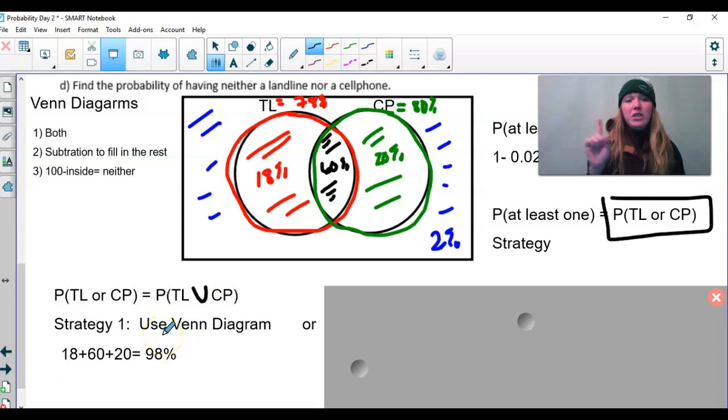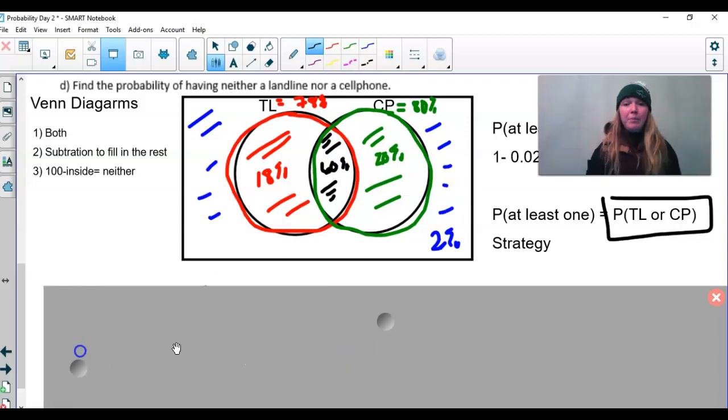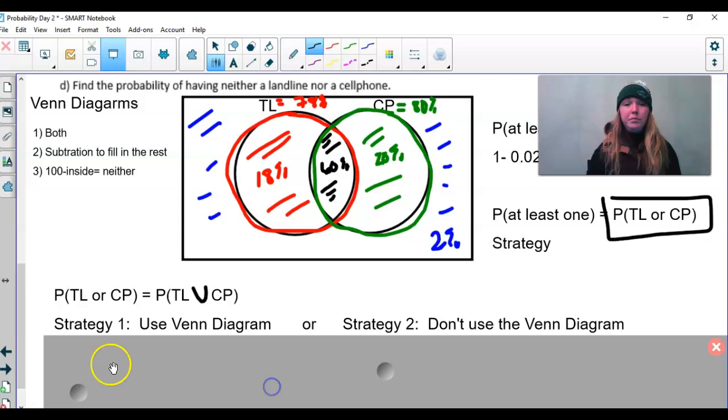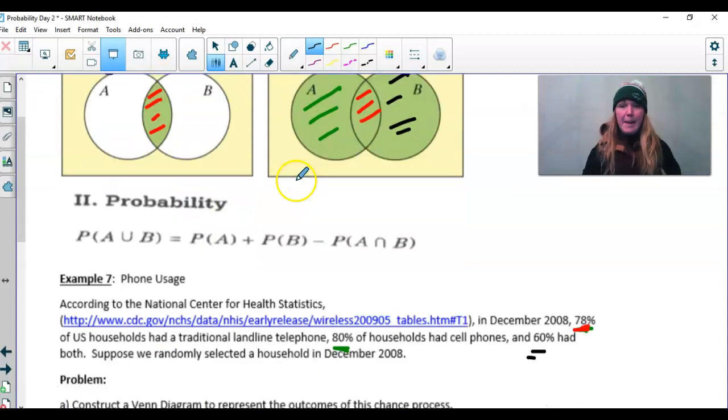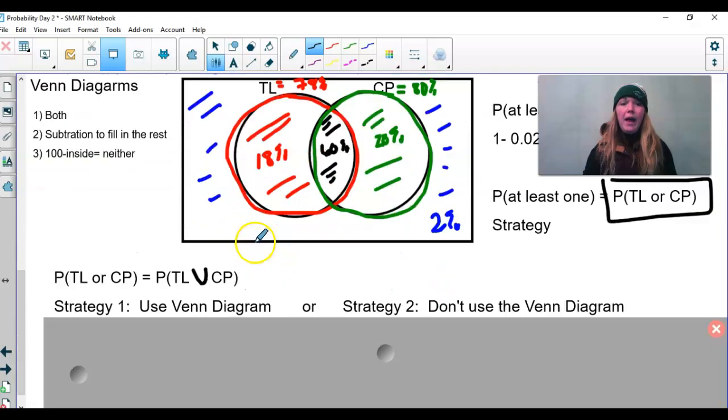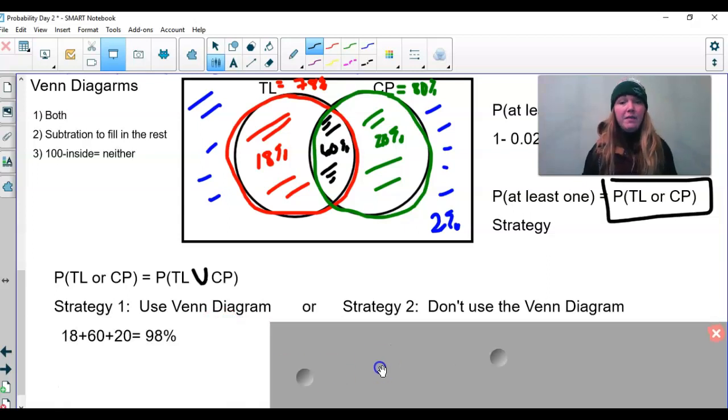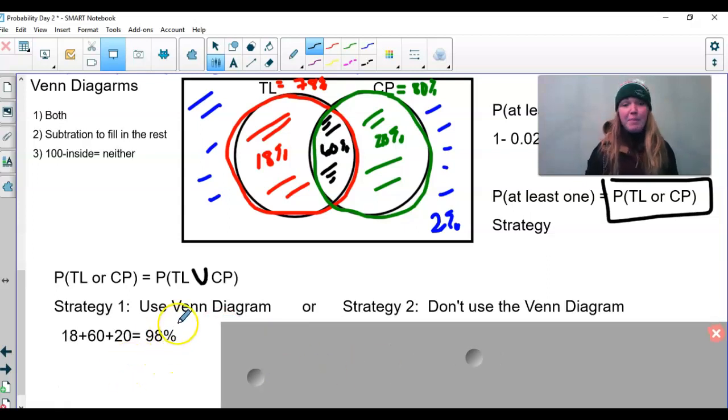So strategy 1 would be using the Venn diagram, okay? If we use the Venn diagram, then that would be that union. That would be adding up each part, like I said up here, okay? And union is each part. Okay. So I would add up 18 plus 60 plus 20, that's at least 1, and that gives us 98%.